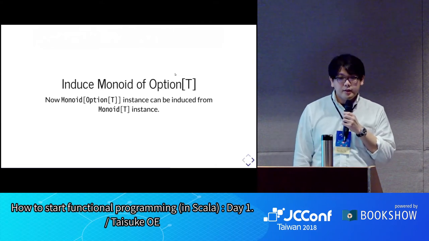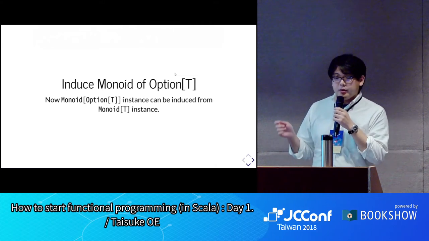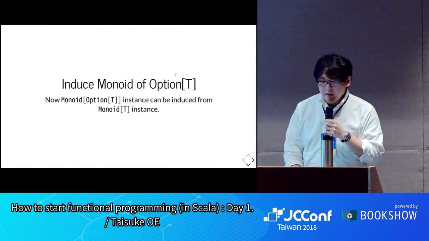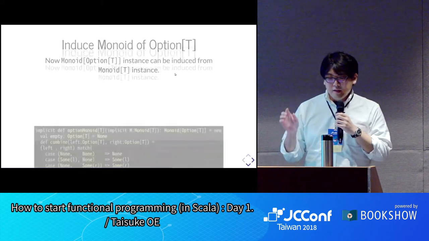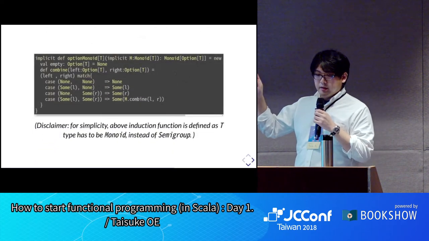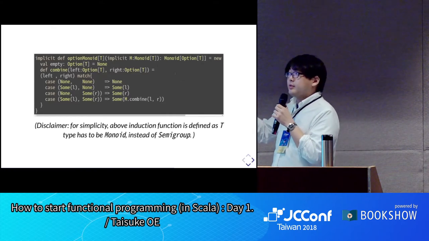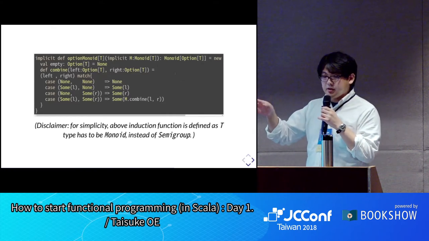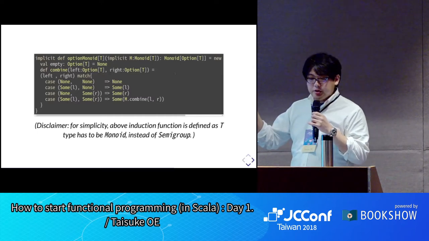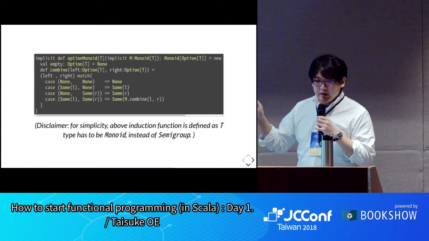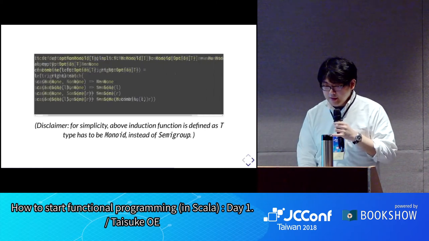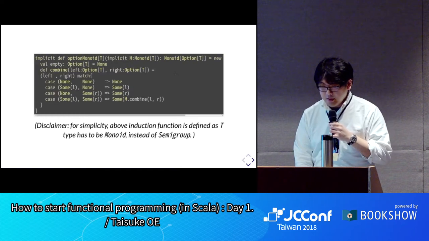So next, the key is to induce a monoid instance of option T. If there is a monoid instance of T, then we can induce the option monoid instance for the type T. Okay.